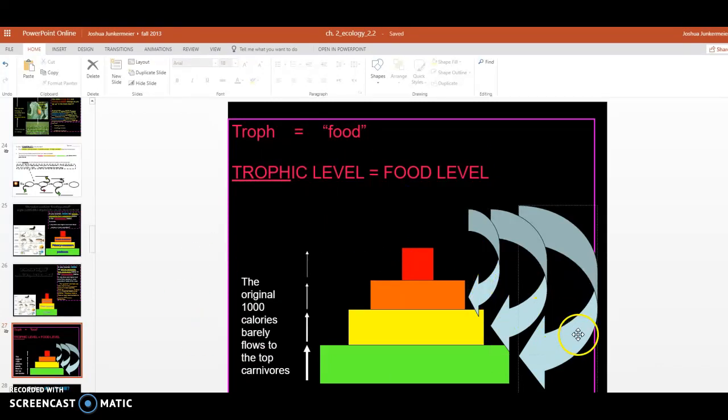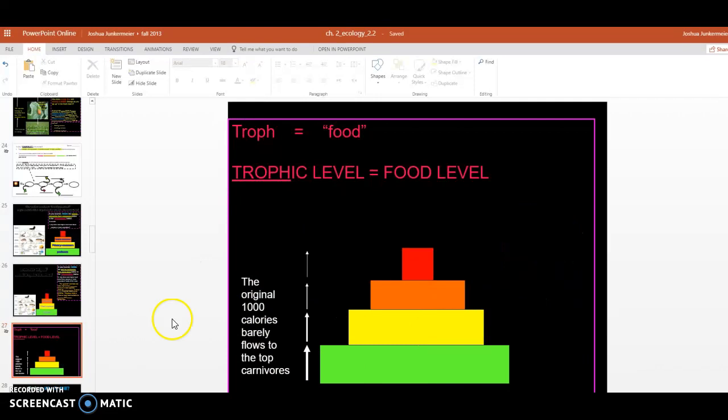You don't have to worry about the arrows. The arrows are fine right now. Just ignore the arrows. But draw a pyramid like this and add this graphic with the arrows here. So on slide 27, make sure you have this trophic level pyramid, and you also have added that as the original 1,000 calories barely flows to the top, and you can see the arrows diminishing.